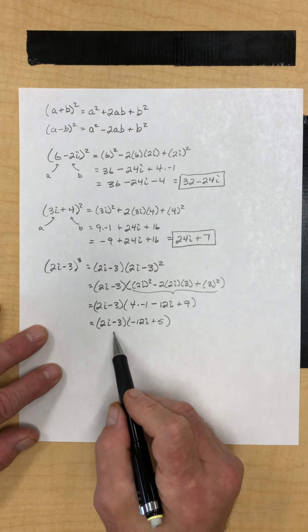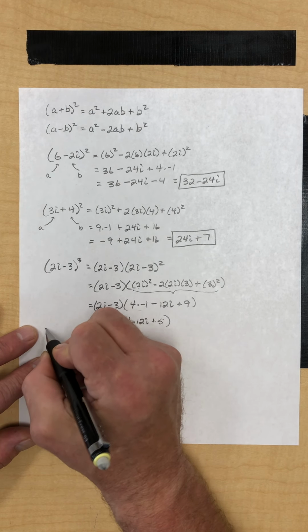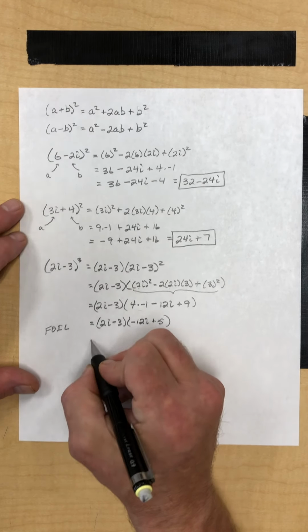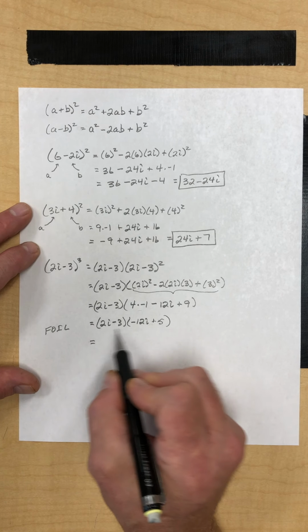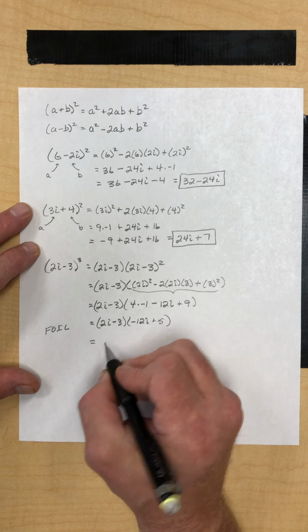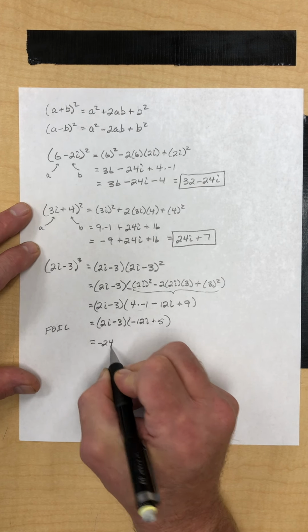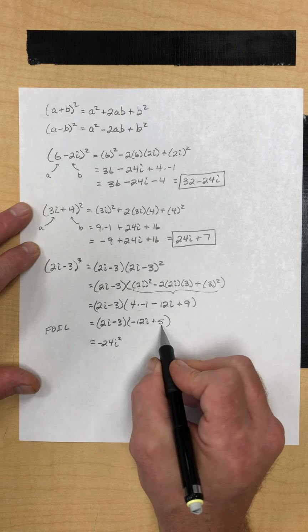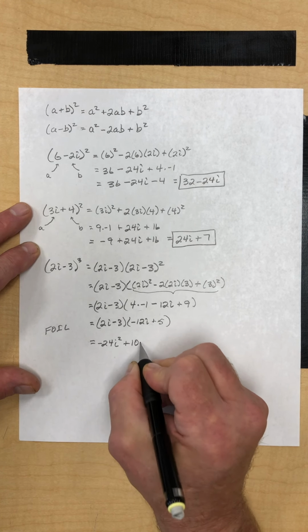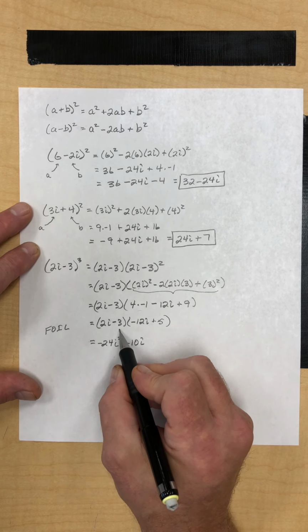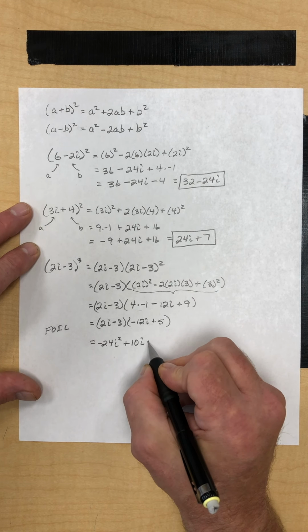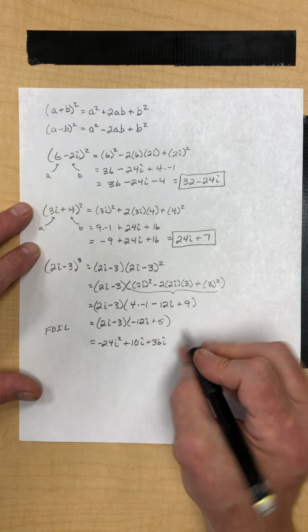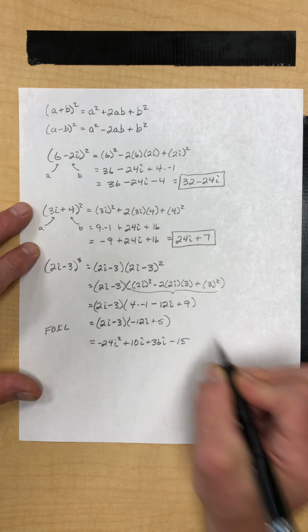And notice I have a binomial times a binomial, so that is FOIL. All right, so I got to use the FOIL method to finish this. So let's see, first times first, 2i times -12i, that's a -24i squared. Outside, 2i times 5, that's 10i. Inside, -3 times -12i, that's a positive 36i. And then last, -3 times 5, that's a -15.